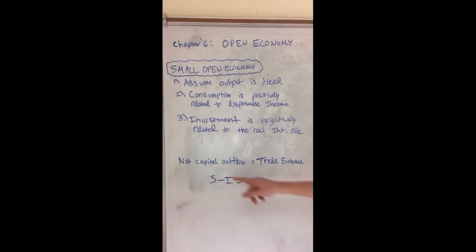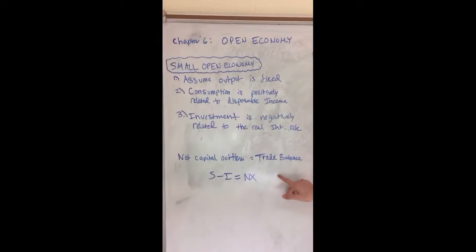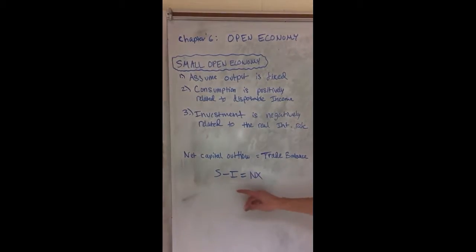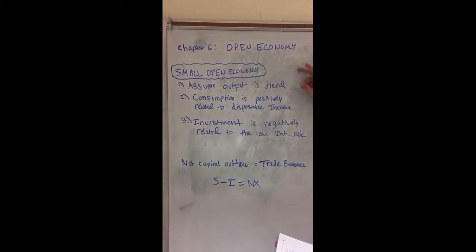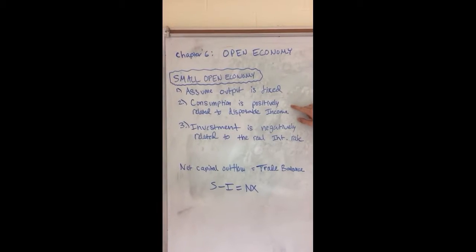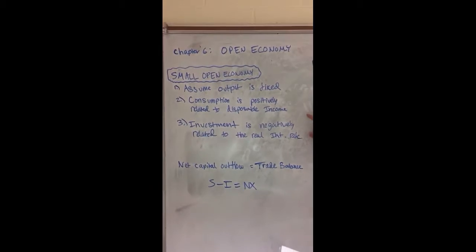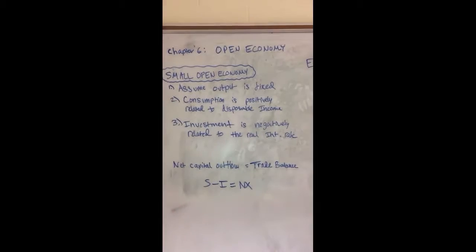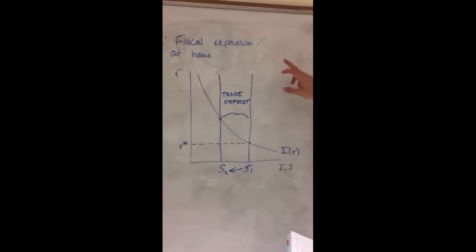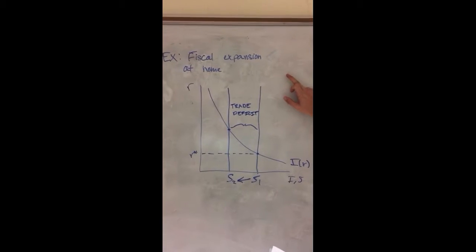Next, we arrived at net capital outflows equal to the trade balance, which is a relationship between net exports and the relationship between savings and investment. In the small open economy, we have three assumptions. We assume that output is fixed, that consumption is positively related to disposable income, and that investment is negatively related to the real interest rate.